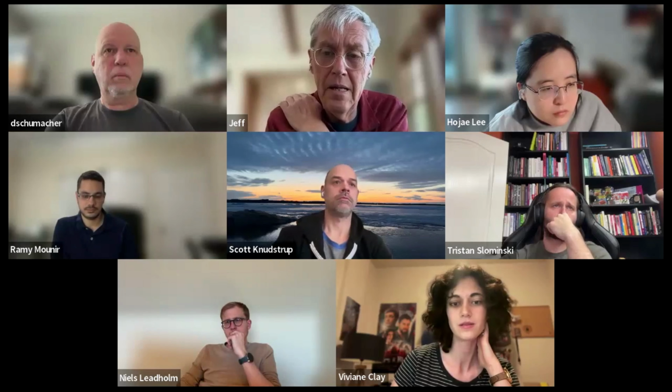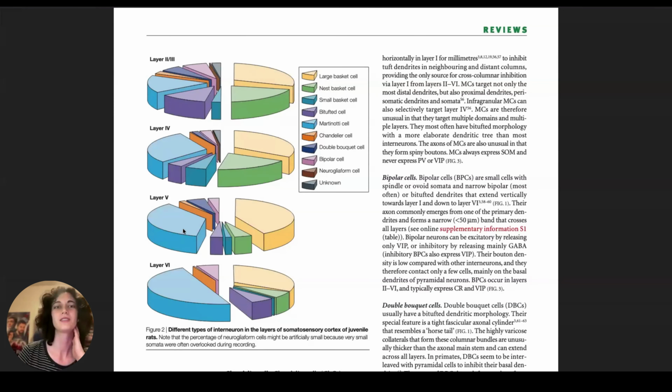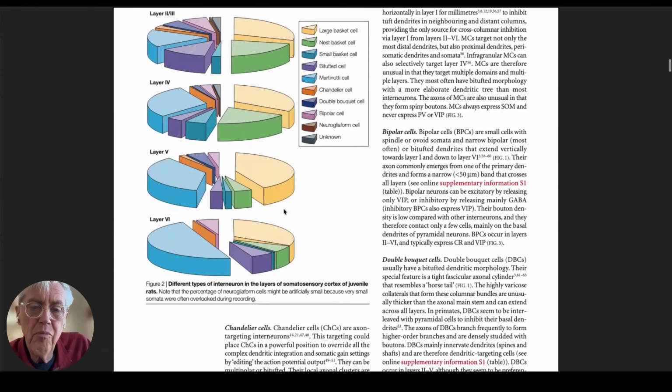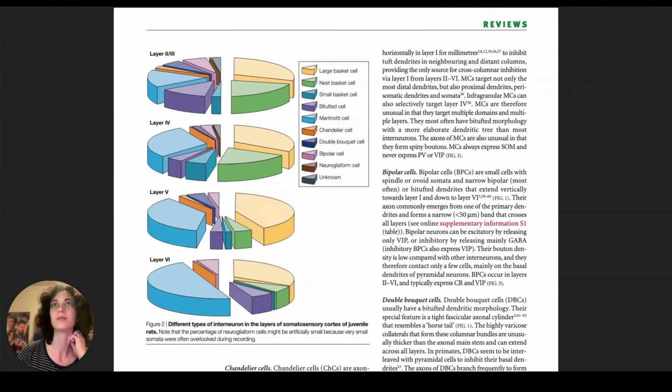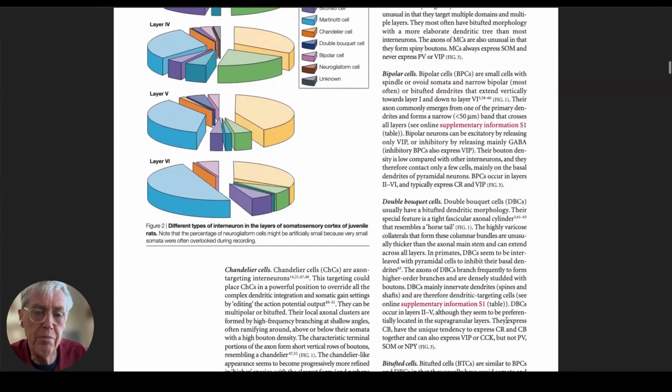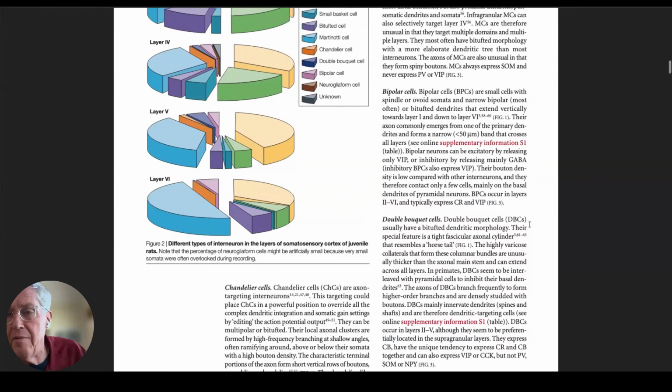Yeah. By the way, just another piece of info. This is a more recent review paper. I think, Jeff, you reviewed it a few years ago. And there they note that the double bouquet cells are layer 2-3, but also layer 4 and also layer 5. And you would think that the layer 5 ones would then project down the mini column down to layer 6. Yeah, because they do stay preferentially located in the supragranular layers. So that means they have more of them up there.